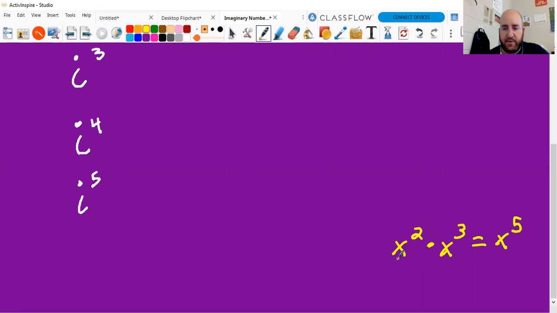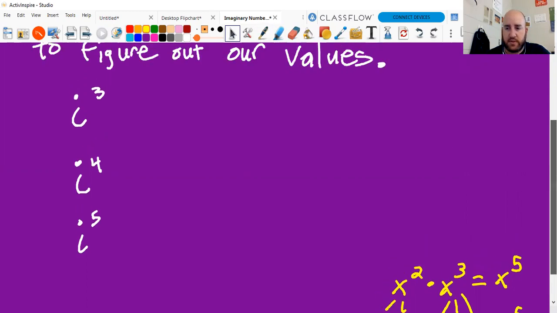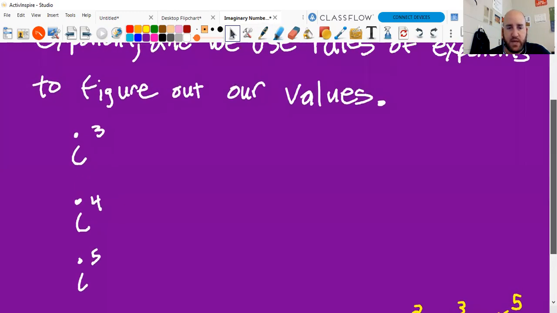If we want proof of that, we know x squared is x times x. This multiplication symbol comes down here. x cubed is x times x times x. So I now have 1, 2, 3, 4, 5 x's. So this is x to the 5th. Okay. Again, you don't have to write that. I'm going to leave it just because it's going to take a little time to erase it.